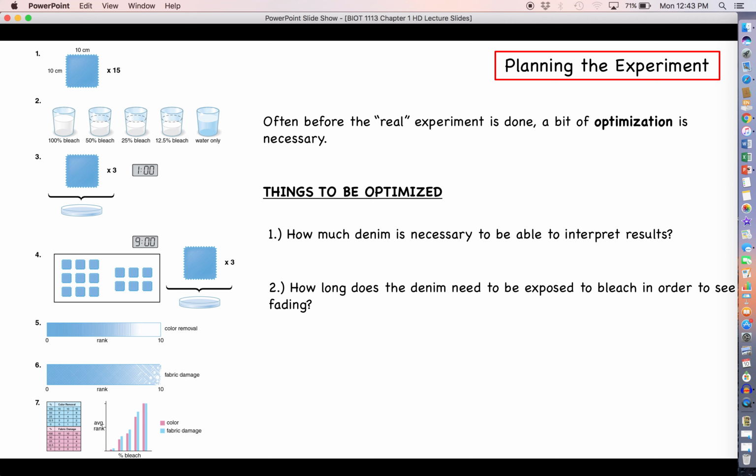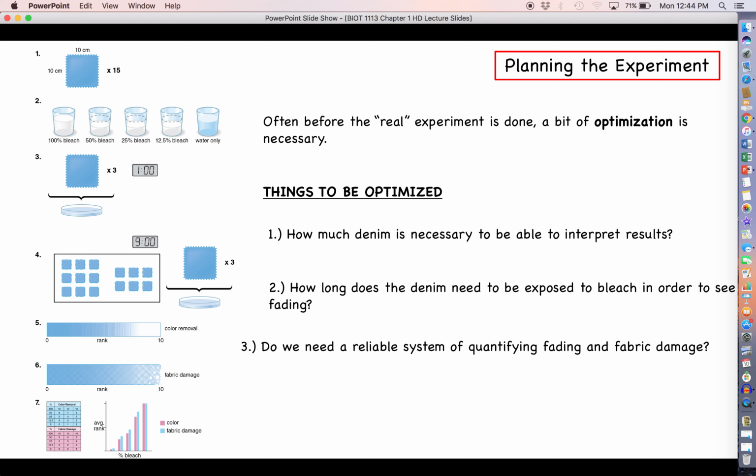Another one might be, how long does the denim need to be exposed to bleach in order to see fading? So you could take several different dilutions of 50% bleach and put a patch of denim in each of them, and then maybe after a minute take one out, after another minute take one out, and figure out how long the denim needs to be exposed to the bleach to really see what we're looking for. Again, the book seems to have decided on 1 minute here, so that's another thing that could possibly be optimized.